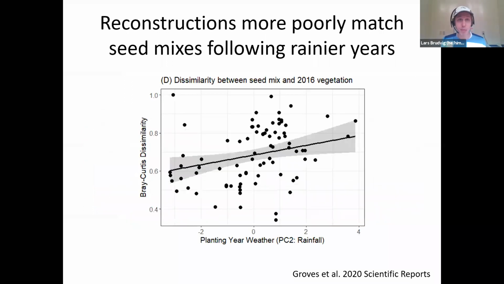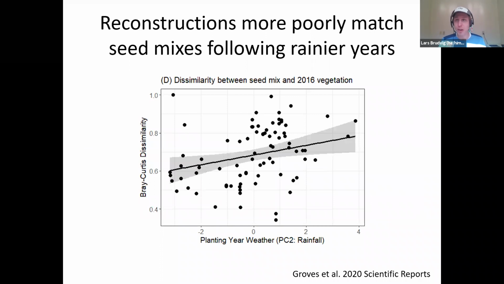We see additional evidence of that when we look at the dissimilarity between the seed mix and the vegetation. So what this shows us is that in rainier years, again, the right side of this graph, the plant community that we observed at the site more poorly matched the seed mix that was sown onto the sites in terms of the identities of the species.